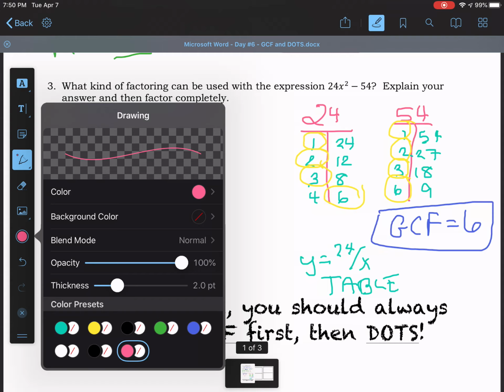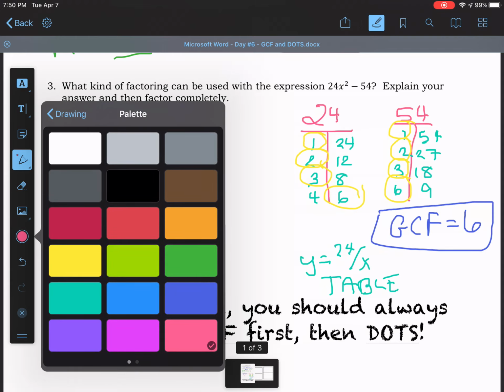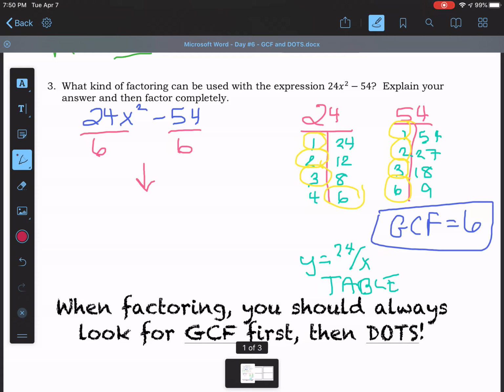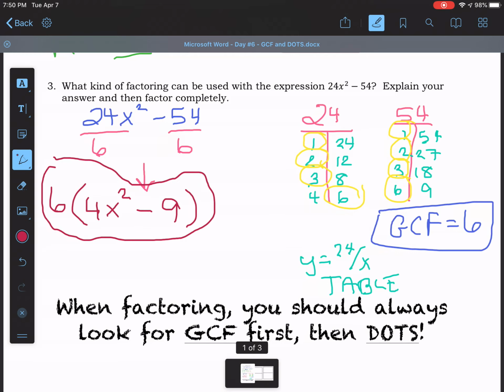Now, once we do that, let's pick a different color. We end up with, so 24 divided by 6 is 4, and we still have the x squared. And then minus, now 54 divided by 6 is 9. But remember, we still have the 6 on the outside. It didn't disappear, it just stepped outside of the problem, okay? Now, looking at what we have left. Now, normally, from what we were doing last week, at this point, you would stop. You'd be like, all right, I'm done with the problem. But now, let's look a little bit more closely. So if you look at what is inside our bubble here, take a look at each term.